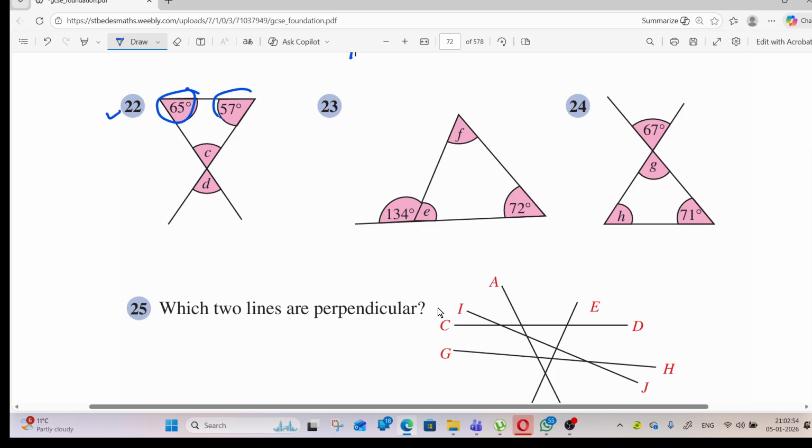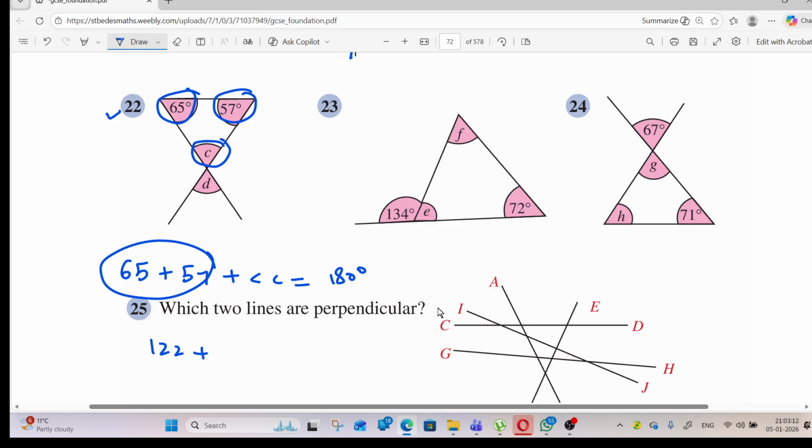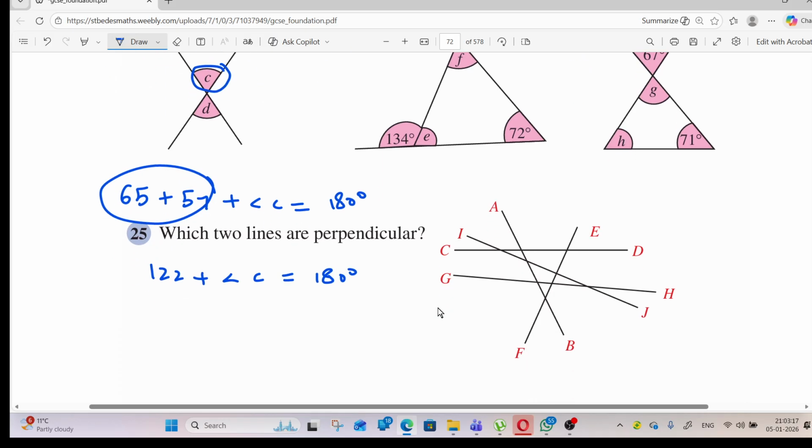Okay, let's try 22. We know two interior angles, so we can find the third one, right? They all should add up to 180. First we write it like this: 65 plus 57 plus angle C. They all add up to 180 degrees. Now if I add these two, I get 122 plus angle C is equal to 180. Now on both sides, if we subtract 122, we get 180 minus 122, which is 58. So angle C is 58.